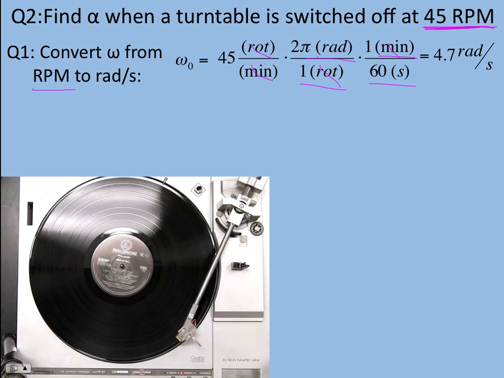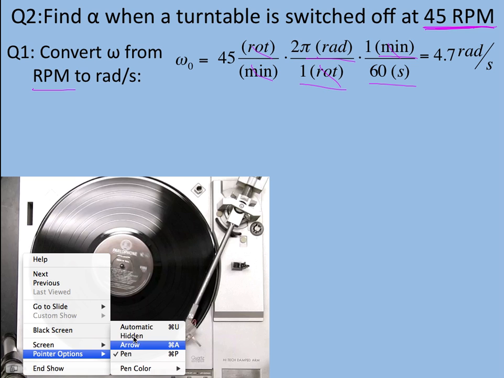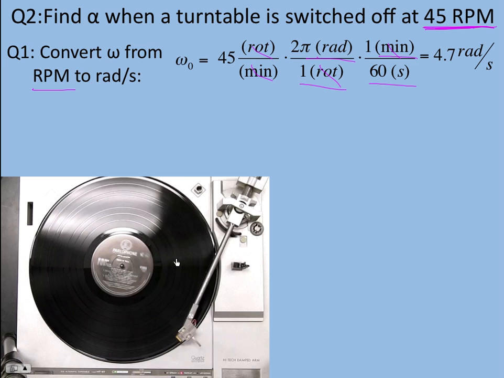So let's figure out what the time is. This is a little video. The record player's playing. You're going to see my finger come in and turn it off. Start your stopwatch now. And it's slowing down. And stop. That was about 9 seconds. You could time it yourself if you want.